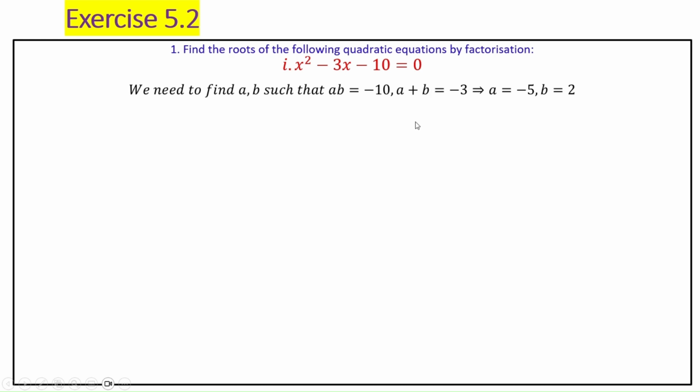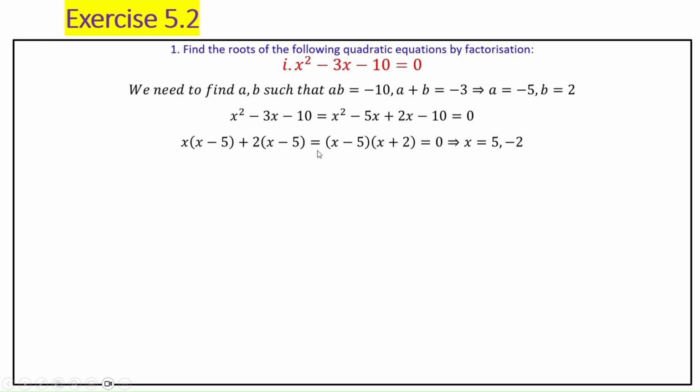So the options here are, the factors of 10 are 5 and 2. So how do you get minus 3 from 5 and 2? Minus 5 plus 2, right? And minus 5 into 2 is minus 10. So this equation x square minus 3x minus 10 will become x square minus 5x plus 2x minus 10 equal to 0. Now take x common from the first two terms: x into x minus 5 plus 2 into x minus 5. Take x minus 5 as common. So x minus 5 into x plus 2 equal to 0, which means x is equal to 5 or minus 2. These are the roots of the quadratic equation. Hence roots are 5 and -2.